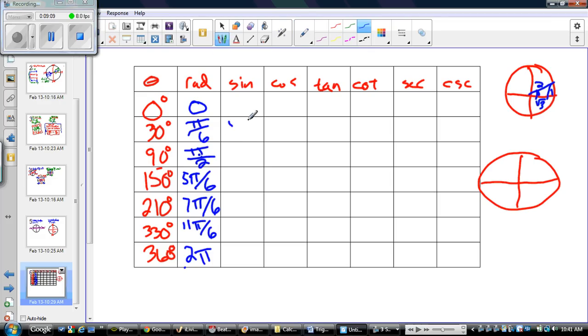So 30 is 1/2, and its reciprocal is 2 over 1. Cosine is adjacent over hypotenuse, that's square root of 3 over 2.